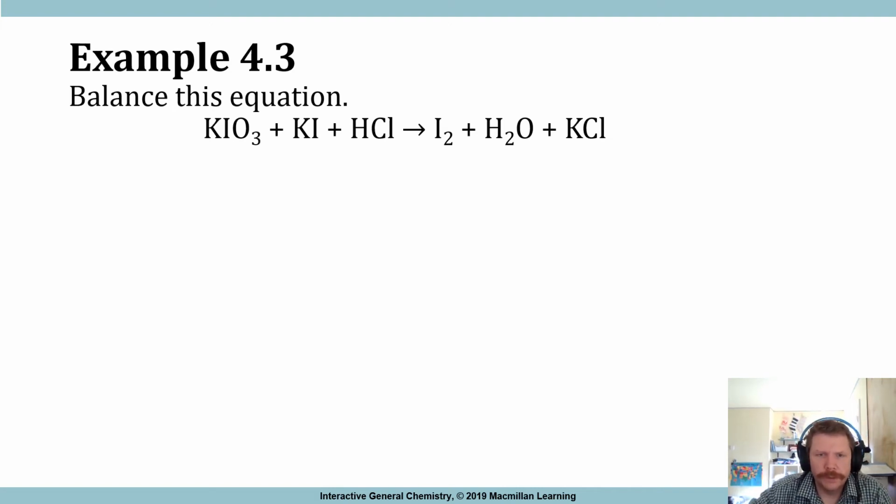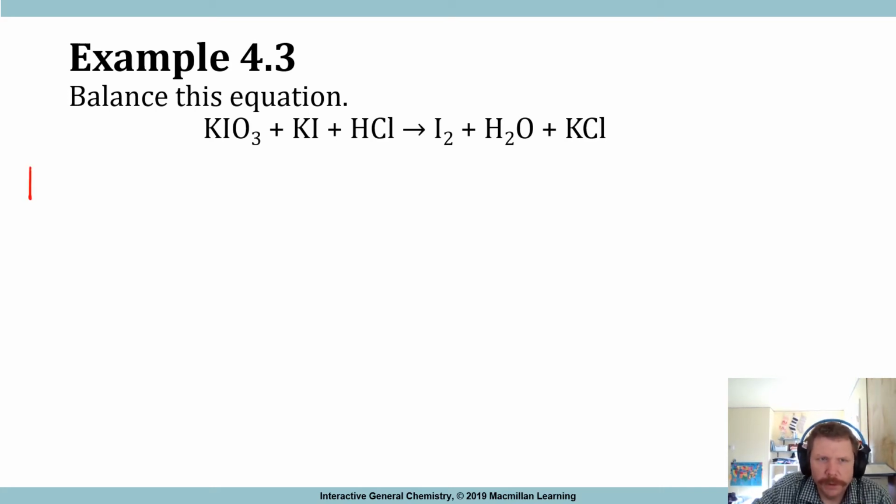All right, so I'm going to use this equation to show the way that I like to balance chemical reactions. The very first step is I like to list out all of the elements that are in this reaction. I've got KIO3 plus KI plus HCl yields I2 plus H2O plus KCl.